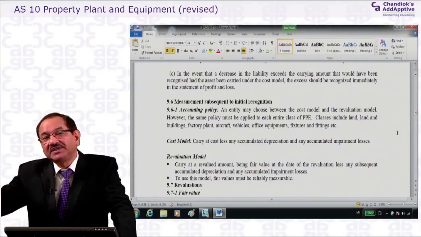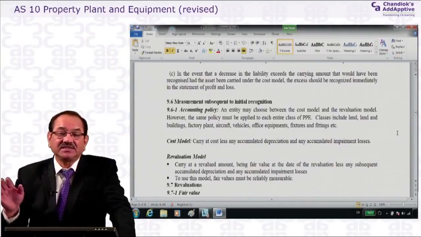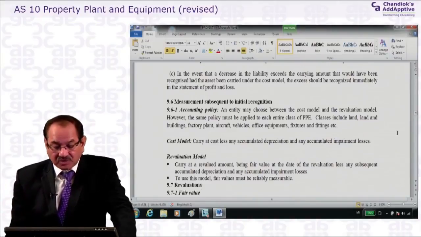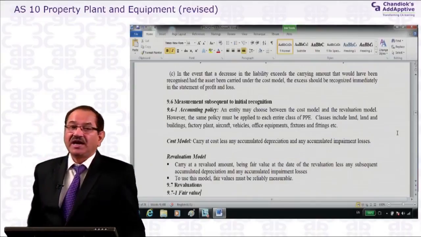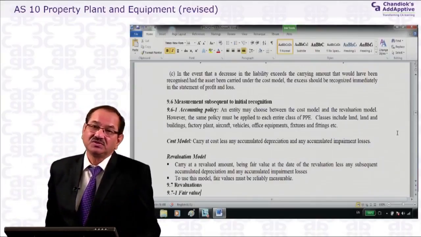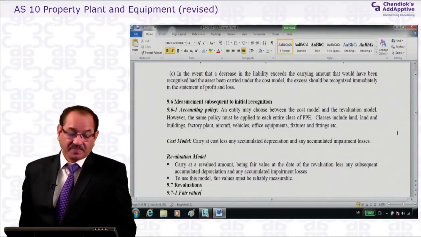And suppose the impairment is 0. So the impairment cost is nothing, the accumulated impairment is nothing. So it will be shown at 20 crores: cost less accumulated depreciation, accumulated impairment.